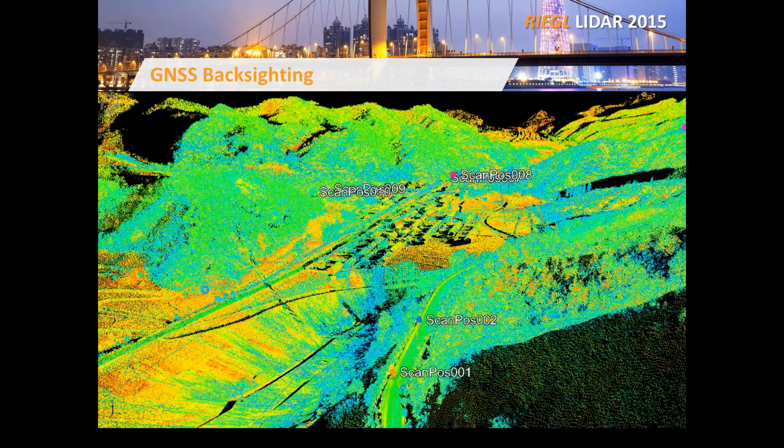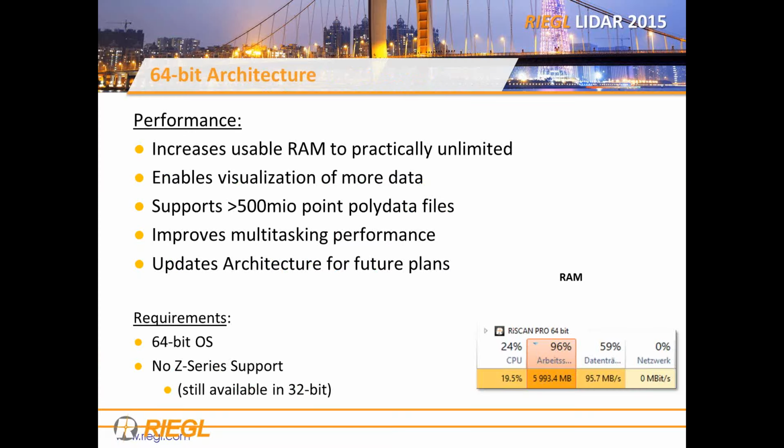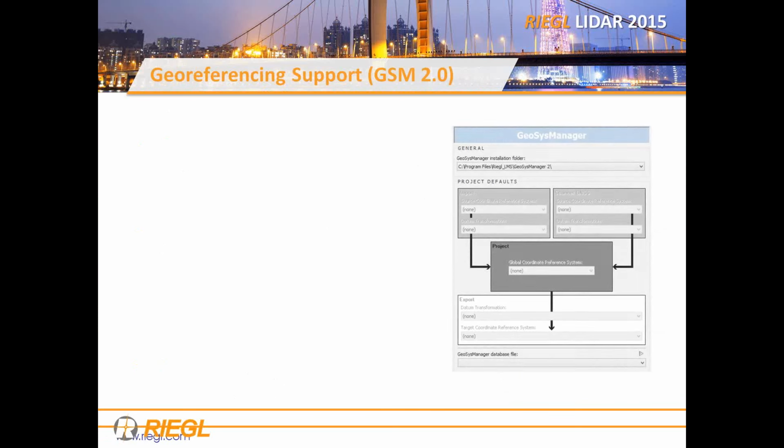So we've updated the performance. It's 64-bit now, which means in principle 32-bit limits you to 4 gigs of RAM. Now we have unlimited RAM in principle, and that means larger files, faster processing, more files processed simultaneously, etc.